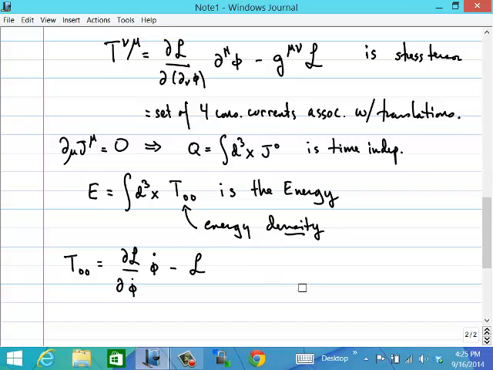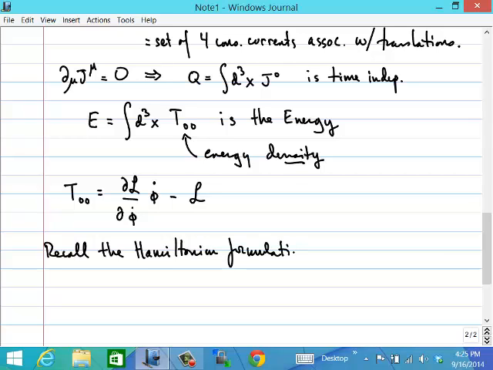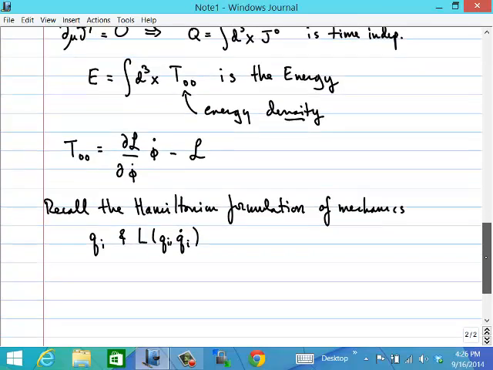Okay. So in particular, let me just remind you of the Hamiltonian formulation of classical mechanics. Traditionally, there are 2 ways of formulating the laws of classical mechanics. In the Lagrangian formulation, you characterize a system by a set of dynamical variables qi and a Lagrangian that depends on qi and qi dot. And then you write down the Euler-Lagrange equations following from these.